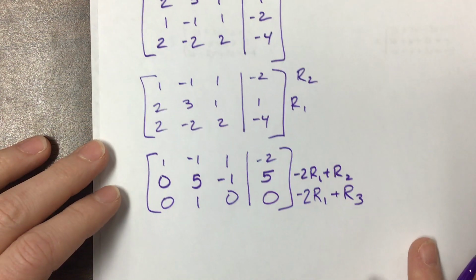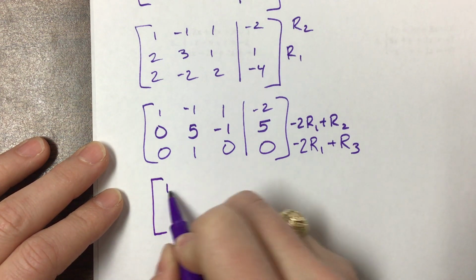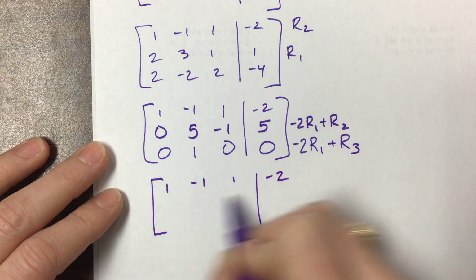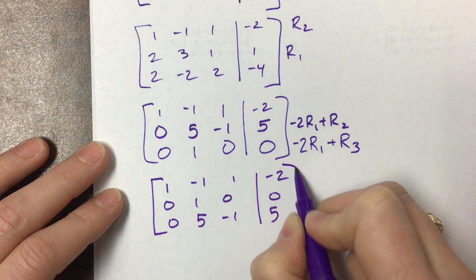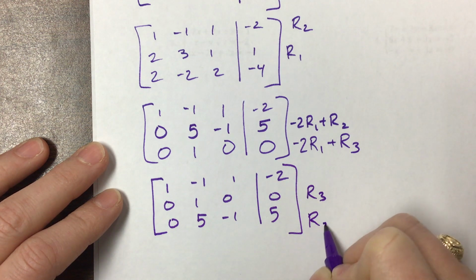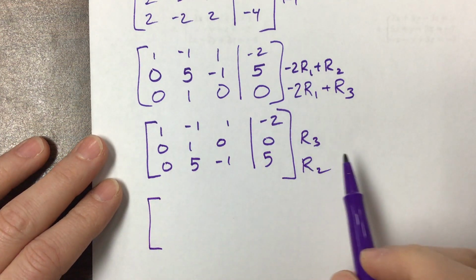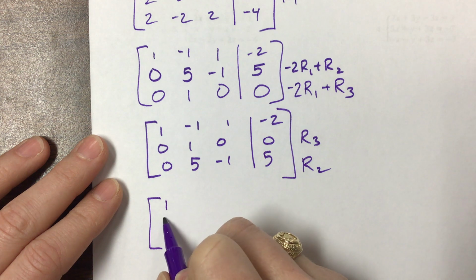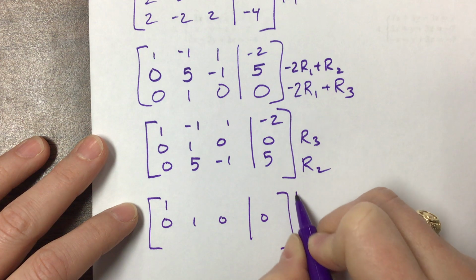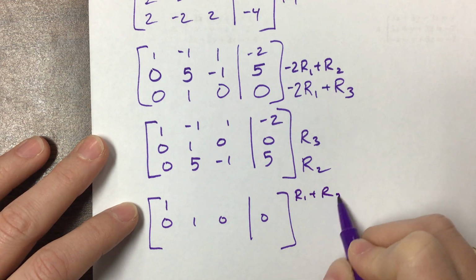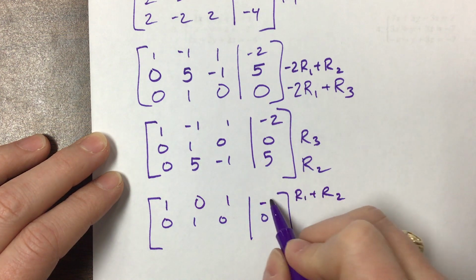Okay, so now I notice this one right here, I can just switch places so that I get the one that I want in the middle. 0, 1, 0, 0, 0, 5, -1, 5. This was row 3, this was row 2. Okay, now 0, 1, 0, 0. I'm going to take row 1 and row 2 and add them together. So add these together, I get a 1, add those together, I get a 0, add those together, I get a 1, add those together, I get a -2.